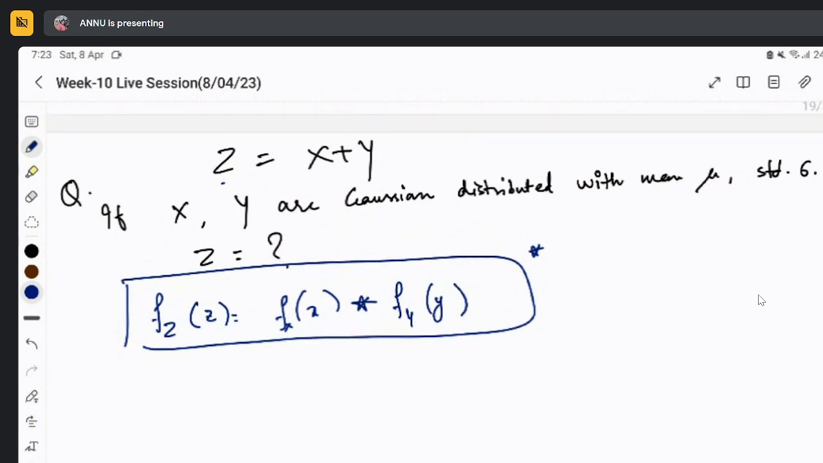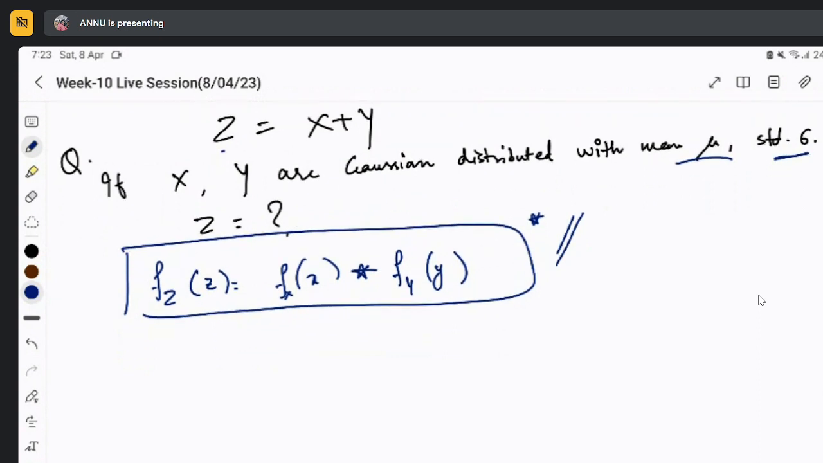Now I'm asking, if x and y are Gaussian distributed with mean mu and standard deviation sigma, then how will z be distributed? What is the distribution of z? In probability theory, z is also Gaussian distributed. So what will happen to the mean and variance of z with respect to this mean?